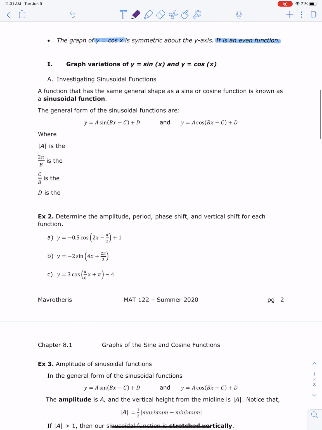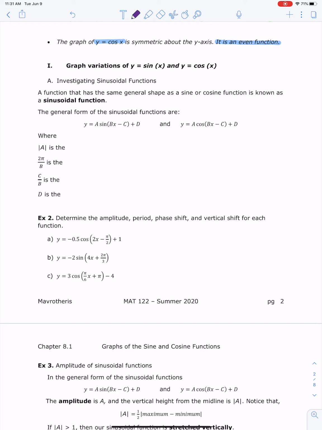Okay. Halfway down page 2, graphing variation. So the general form of these functions looks either like this, y equals some multiplier A times the sine of the quantity Bx minus C, plus D, or we can substitute cosine in for sine. Okay. A, and you notice here we've got an absolute value. That's the amplitude. That tells us how far up and down our graph is going to go from the midline.